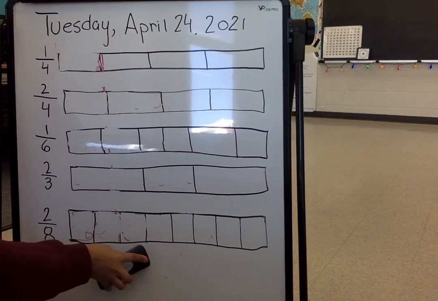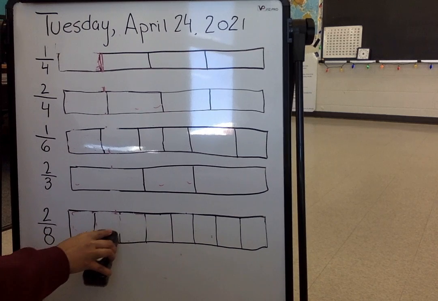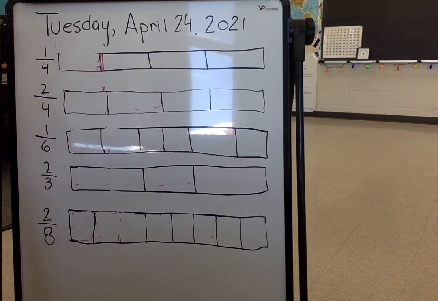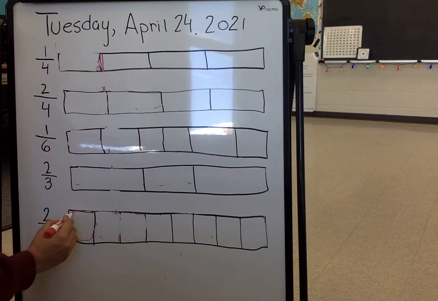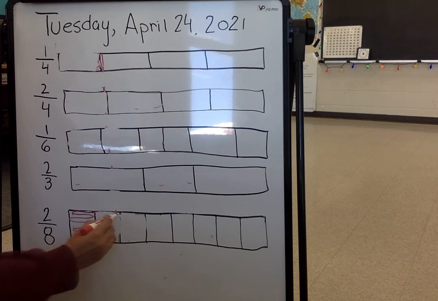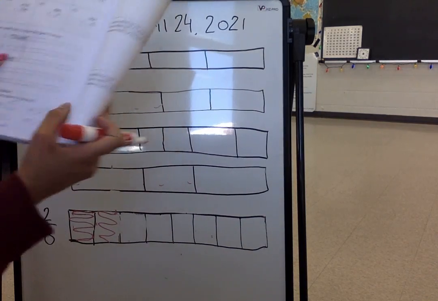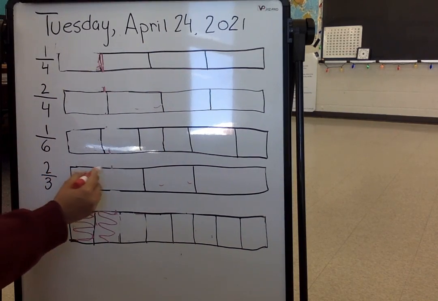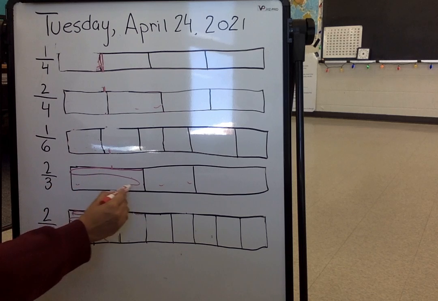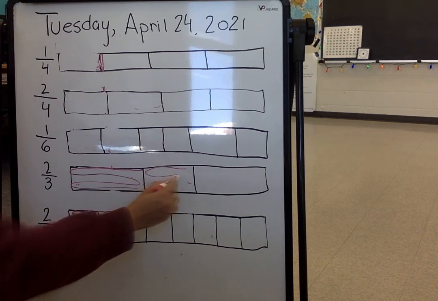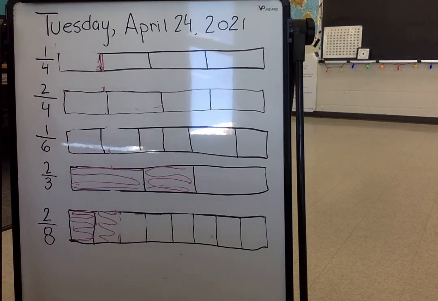2 over 8 and 2 over 3. So let's color 2 over 8. What would 2 over 8 look like? Which means 2 out of 8 bars are colored, right? And then 2 over 3. So let's go to 2 over 3, which means all this. So 2 out of 3 parts are colored.